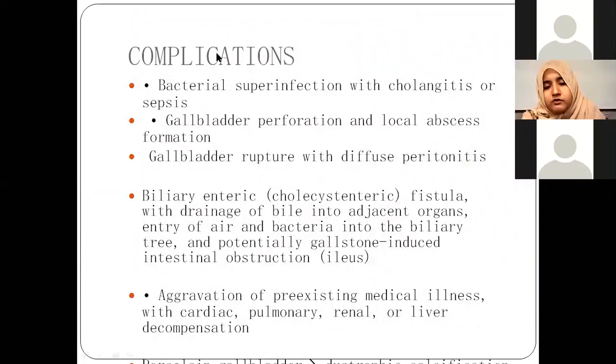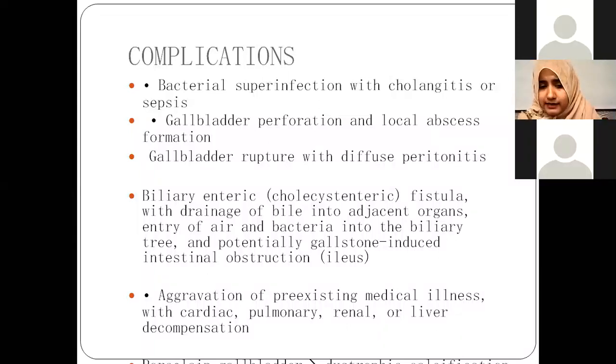Now what happens when cholecystitis gets worse and is not treated on time, is not treated sufficiently, has been ignored? Bacterial superinfection with cholangitis and sepsis can happen. Gallbladder perforation with local abscess formation, gallbladder rupture with diffuse peritonitis. These are the complications which you need to counsel your patient about: if you won't get it treated, resected right now, you can get into sepsis, cholangitis, which is more severe pain, gallbladder perforation can also happen, with local abscess formation, with gallbladder rupture with diffuse peritonitis. So these are some lethal complications.